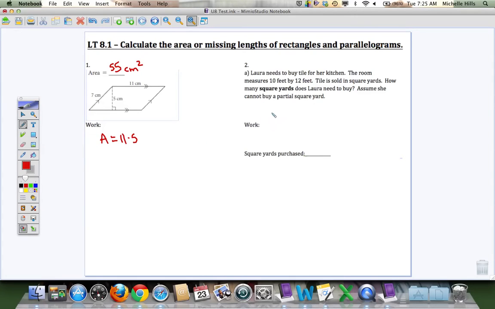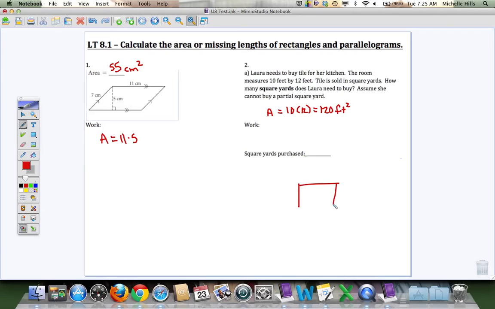Now there were two ways to approach this. Notice these dimensions are in feet, but they want to know how many square yards Laura buys. What a lot of people did was they found the area first. So the area, since this is rectangular, is 10 by 12, which is 120 square feet. But they want to know how many square yards.